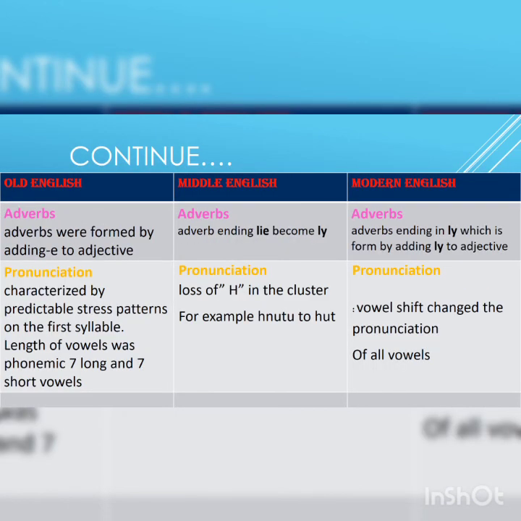Finally, the difference of adverbs. In Old English, adverbs were formed by adding e to the adjective. In Middle English, adverbs ending in lie became ly. In Modern English, adverbs end in ly, which is formed by adding ly to the adjective.